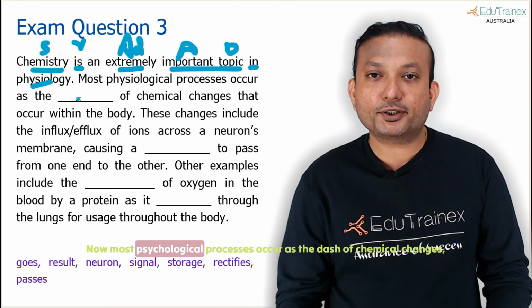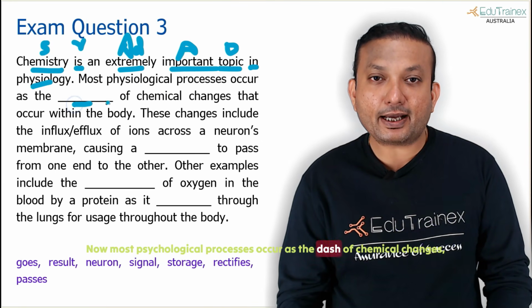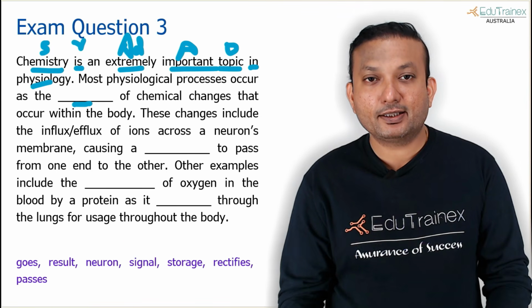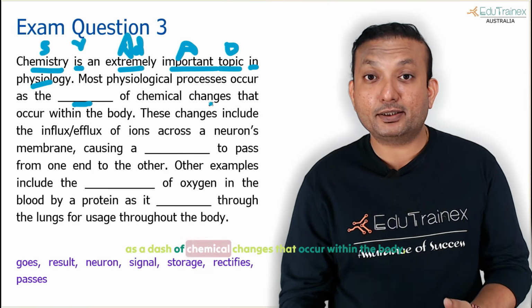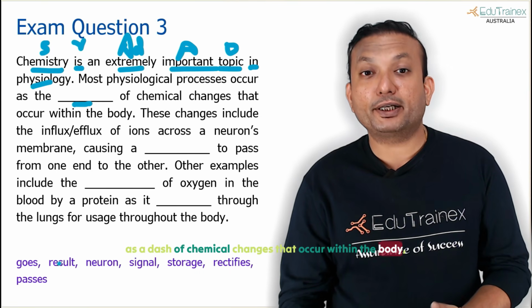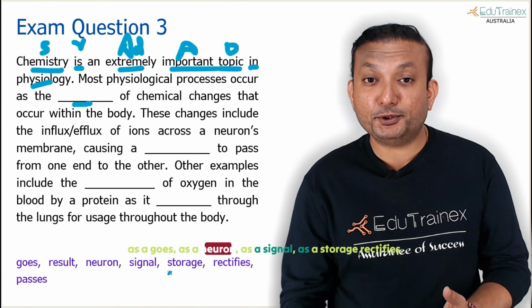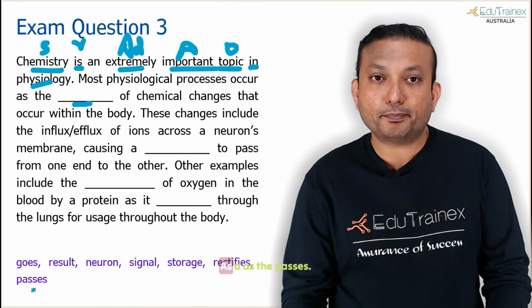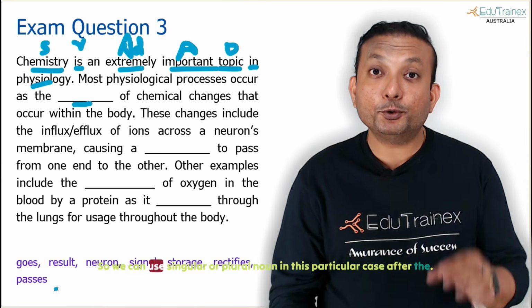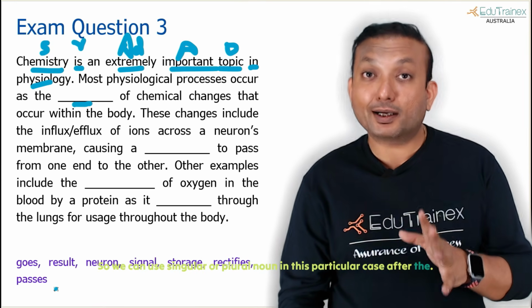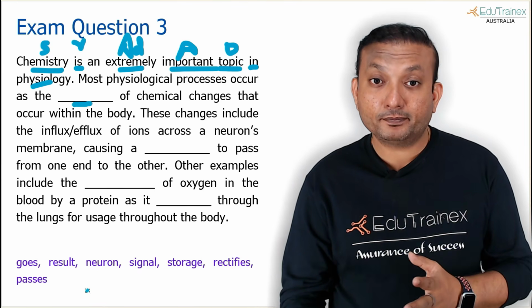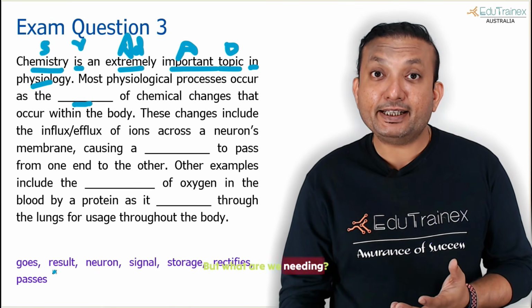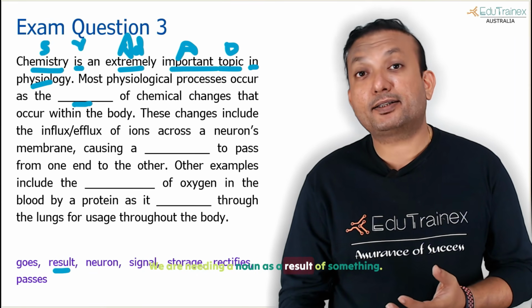Now, most psychological processes occur as the dash of chemical changes that occur within the body. As a goes, as a neuron, as a signal, as a storage, rectifies, as the passes. So we can use singular or plural noun in this particular case after the, but what are we needing? We are needing a noun as a result of something.